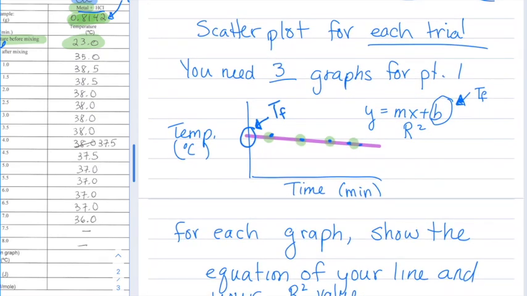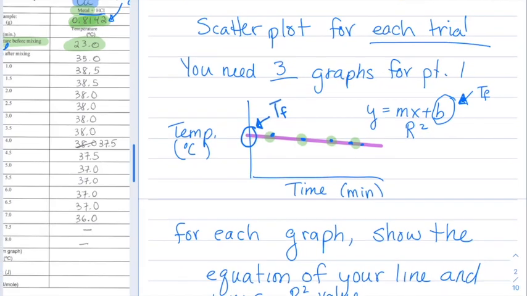So in part 1 you made 3 of these graphs. Now you're going to make 2 more, and you're going to do that again, the same graphs. And what you need is the TF right here. And that TF is your y-intercept.